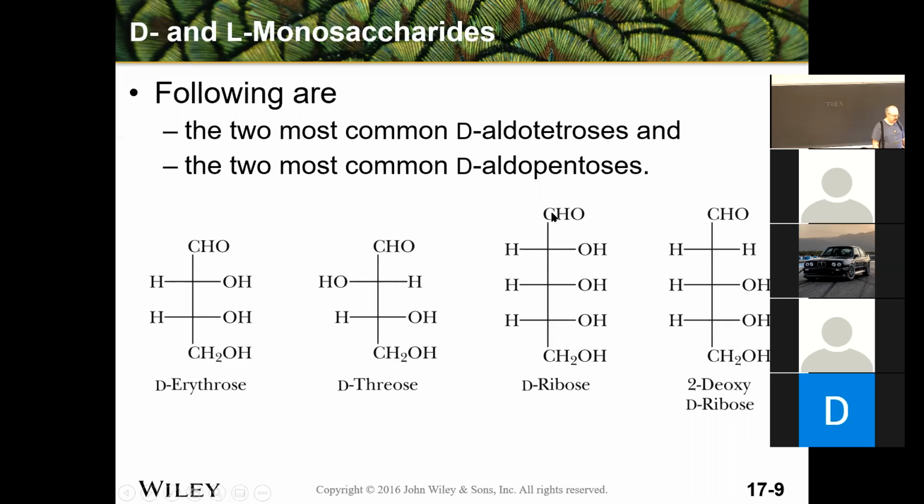This is a pentose. There's two of the most common aldopentoses. While there's only 2 of these aldotetroses, there are more than 2 of these. Ribose is one of the most common. This has all the OHs on the same side. And then this is 2-deoxy-D-ribose. This OH has been removed. Strictly speaking, this should be written as CH2 since it's not a chiral center.